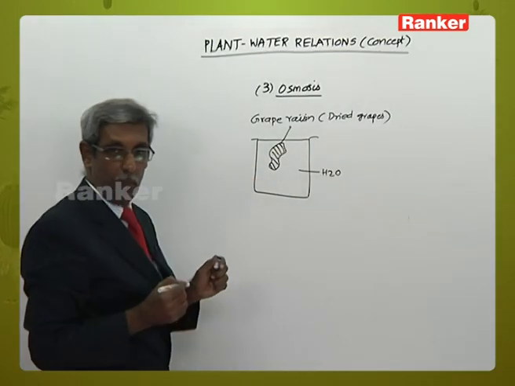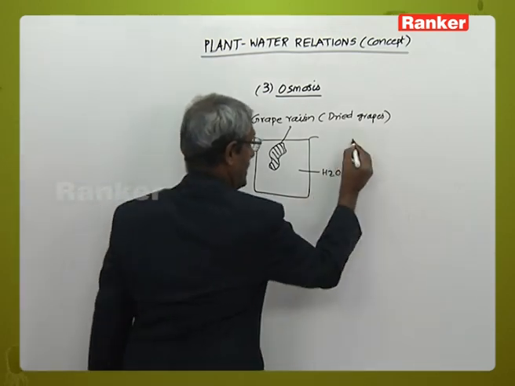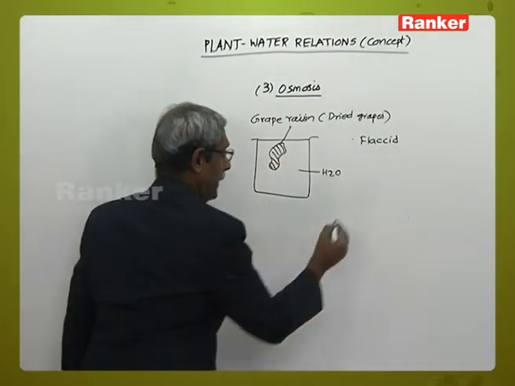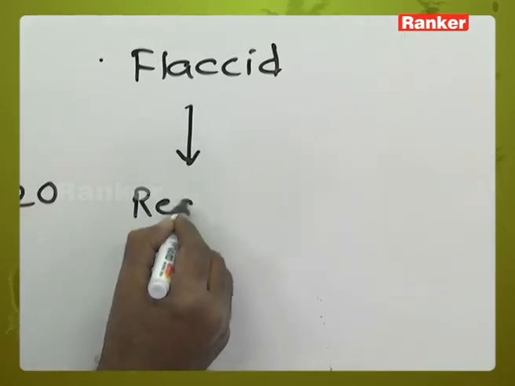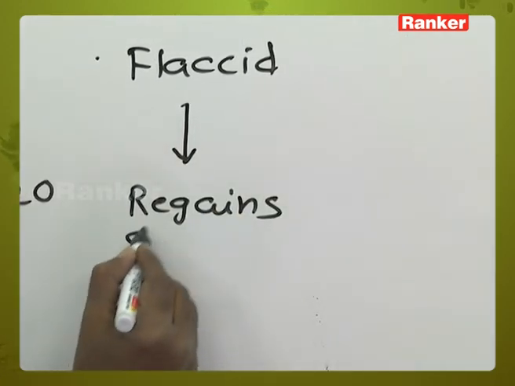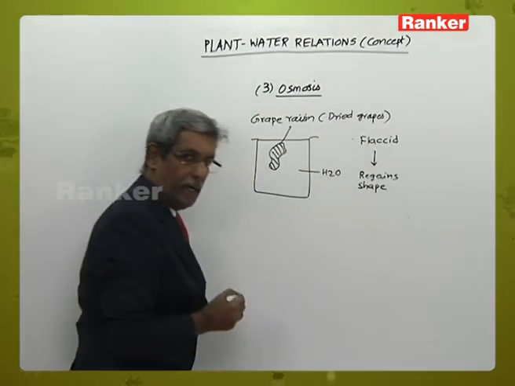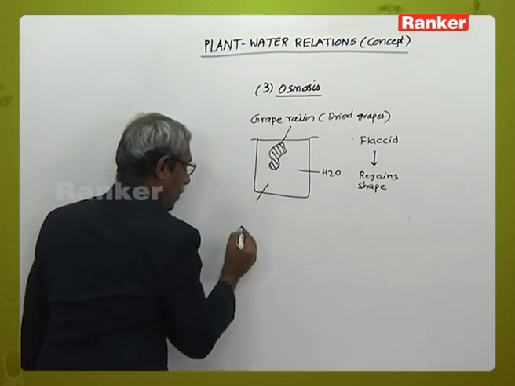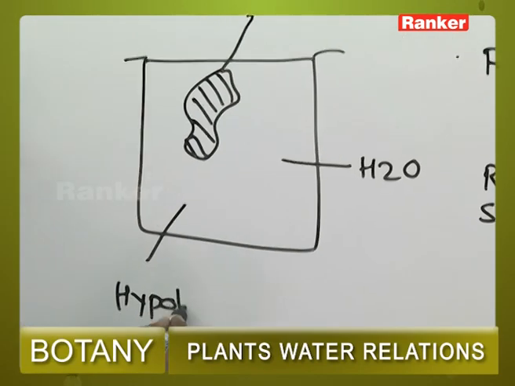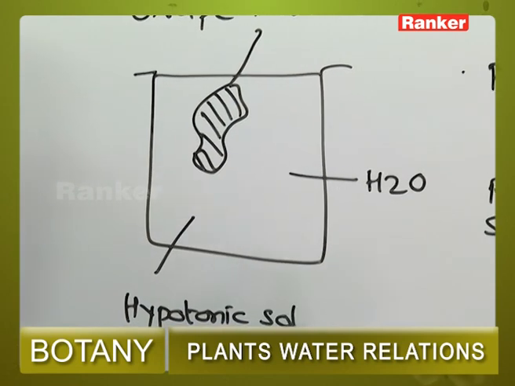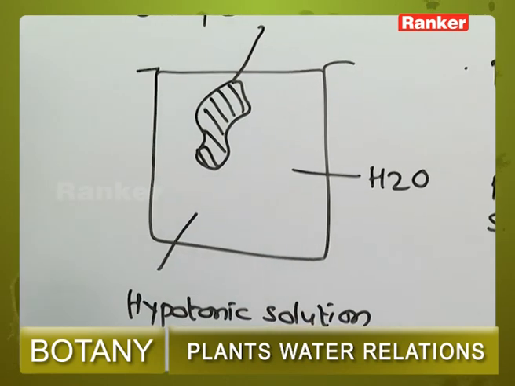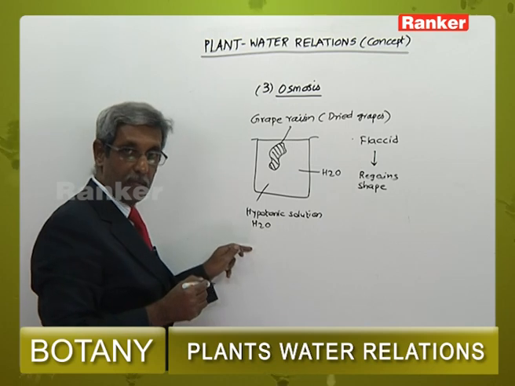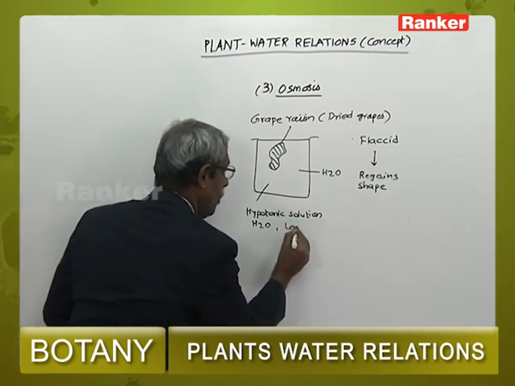When grape raisins are put in water, initially the cells are flaccid. The flaccid cell regains shape. It can regain the shape because primarily on the outside you have a hypotonic water solution. The water solution on the outside is hypotonic, with lesser concentration. So because it has lesser concentration, it will have low osmotic pressure.